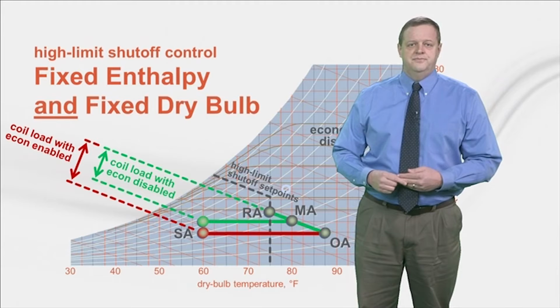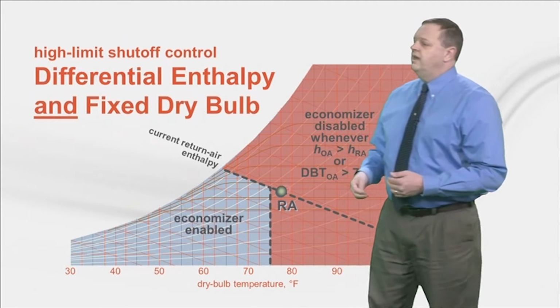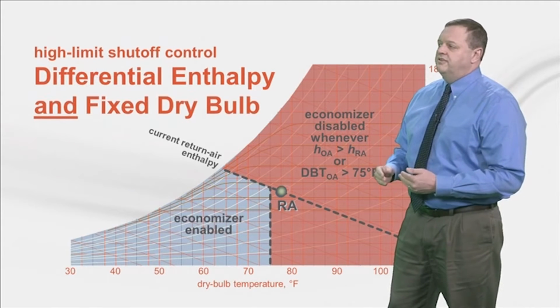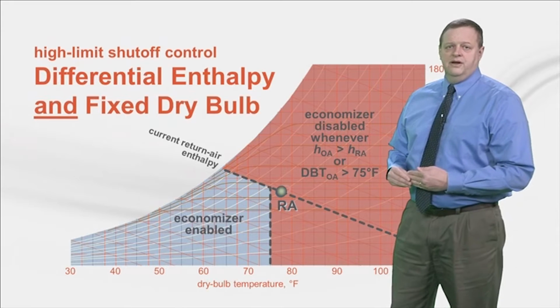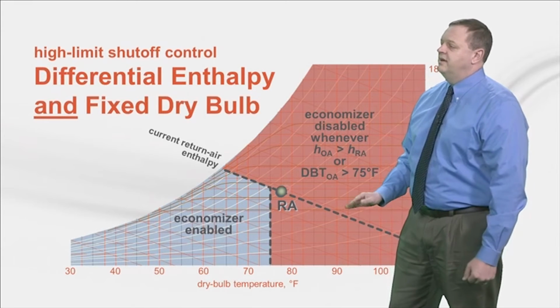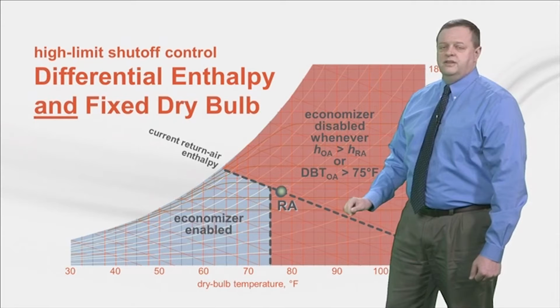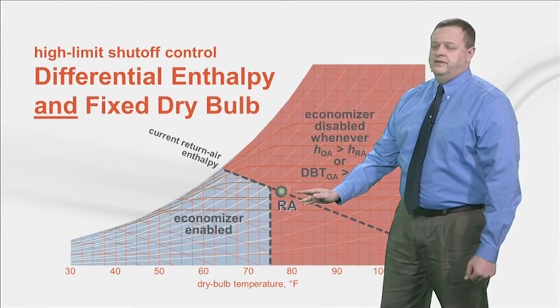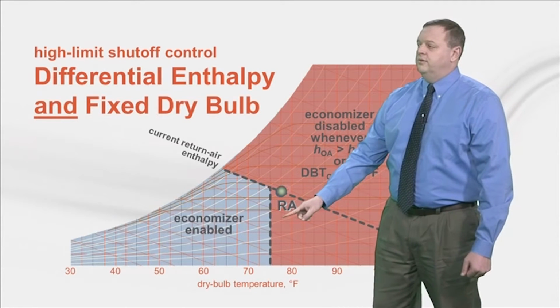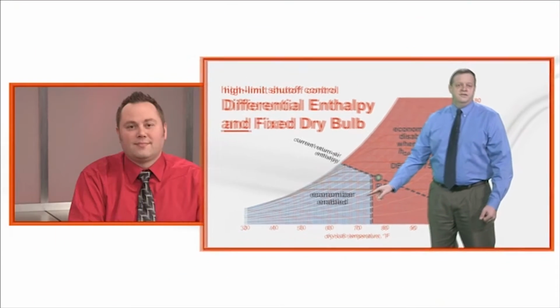prevent this issue. In the same way, the fixed dry bulb limit was also added to differential enthalpy control as well. In this case, the economizer is disabled whenever the outdoor enthalpy is greater than the return air enthalpy, or if the outdoor dry bulb is warmer than 75 degrees.